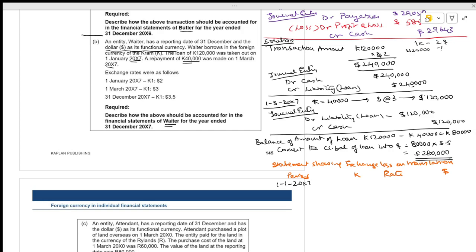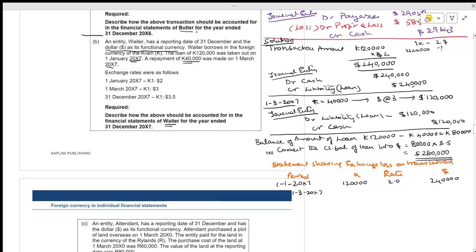On 1/1/2007, how much is there? 120k. What rate? 2. It comes to 240. We have to do this, and everywhere the reconciliation is part of the process. We have to be perfect in reconciliation.